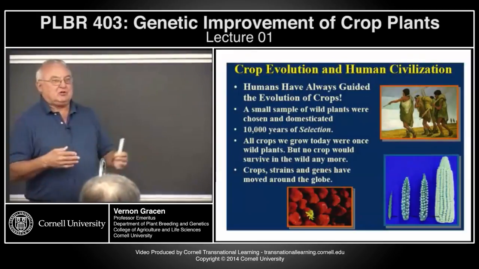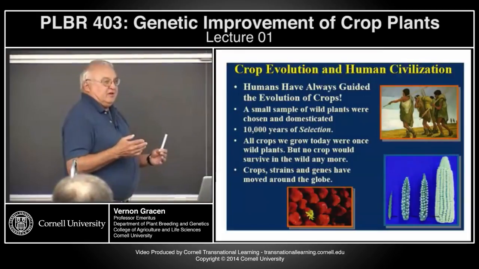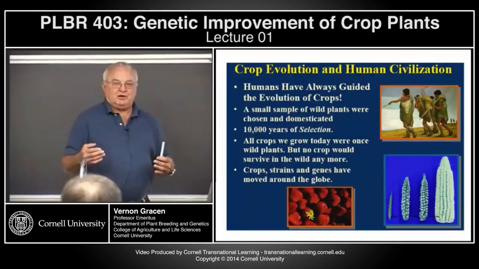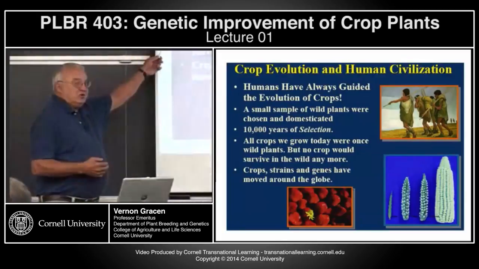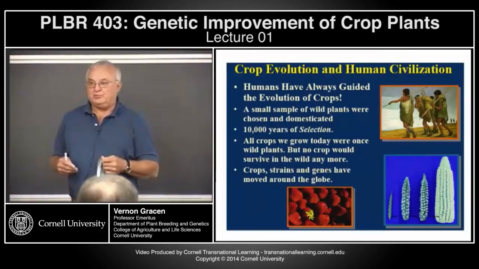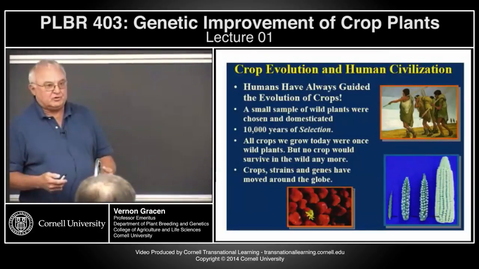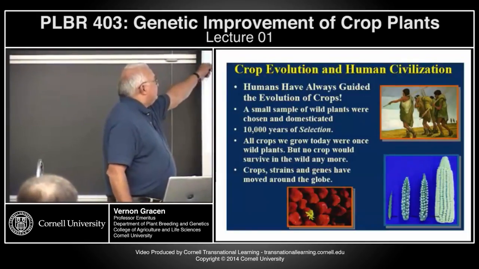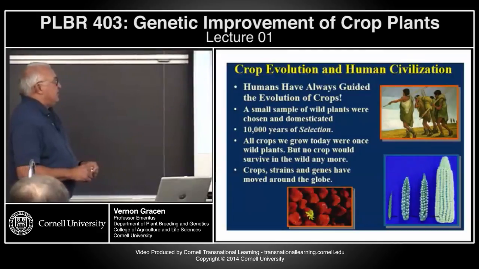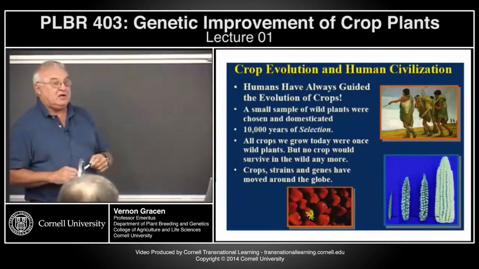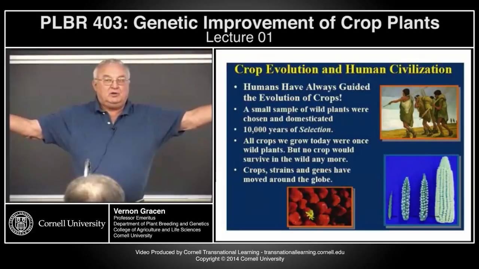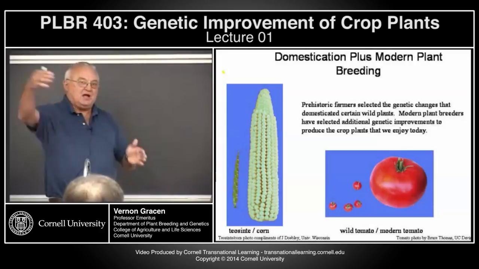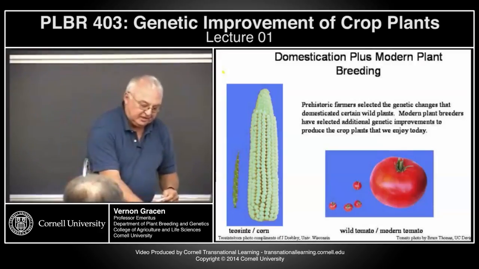The system of agriculture has lots of advantages and lots of disadvantages, but for the most part, our system of agriculture was created by humans in order to provide food, clothing, and shelter for humans and animals. As you might guess, the crops, the various strains, and the genes contained therein have moved around the globe with humans. As early human populations migrated around the globe, they carried the plants with them.